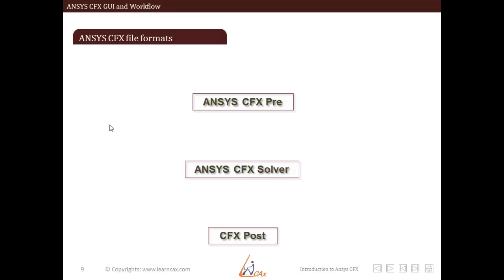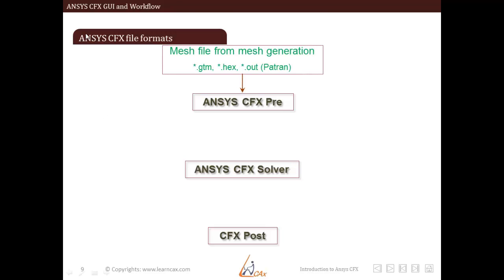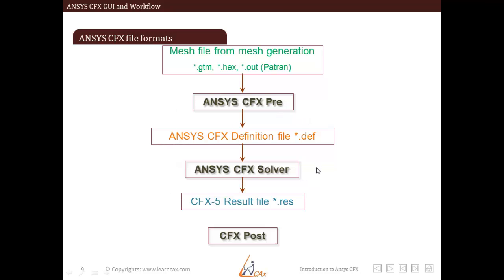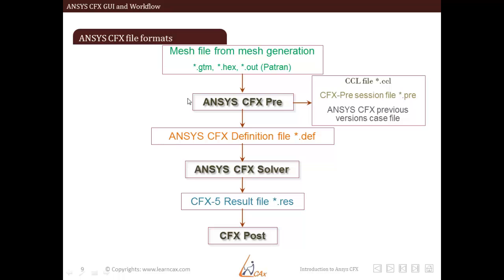So now first we will take up ANSYS CFX Pre, and which sort of file format it needs in order to formulate a problem. What it needs is a mesh file. A mesh file can be in the form of .gtm, .hex, .out, or any other mesh file format. After that, once it sets up or defines the problem, CFX Pre writes a file called the CFX definition file, which contains all the problem definition, which is used by CFX Solver. And then CFX Solver, after calculating the numerical part, writes the result in the form of a result file, that is a .res file, which is read by CFX Post, and different results can be viewed within CFX Post.